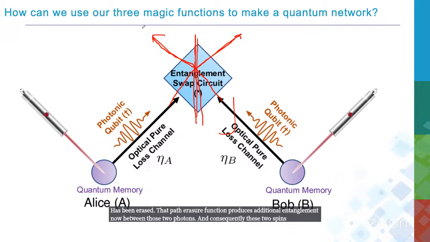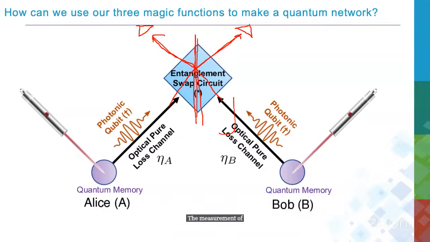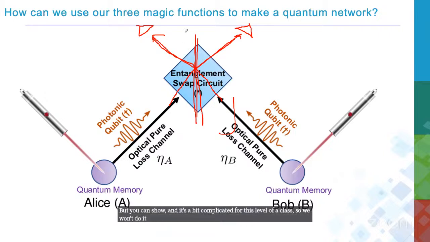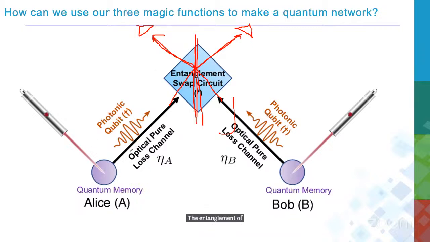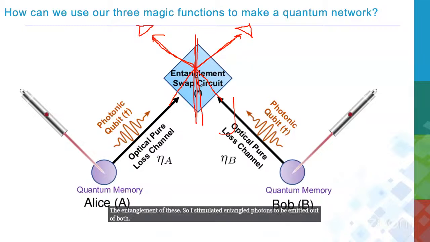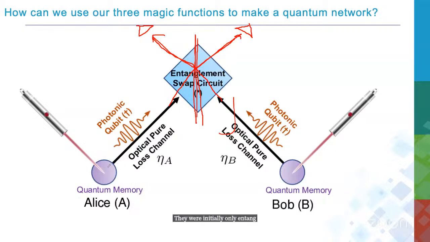Now, if I have a detector over here that can measure the number of photons that come out in each channel, the measurement of these photons will obviously destroy the entanglement of the photons. But you can show, and it's a bit complicated for this level of a class, so we won't do it, that there's a specific set of click patterns that we will call heralding the entanglement of these. So I stimulated entangled photons to be emitted out of both. They were initially only entangled with their emitter, with their quantum memory.